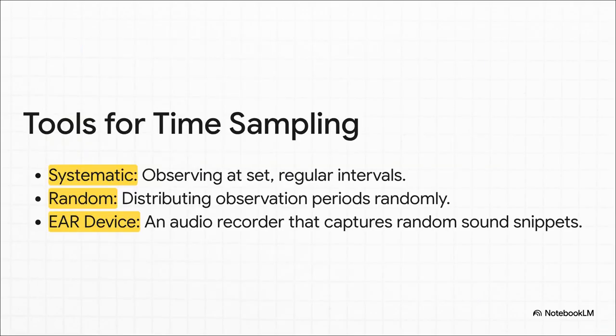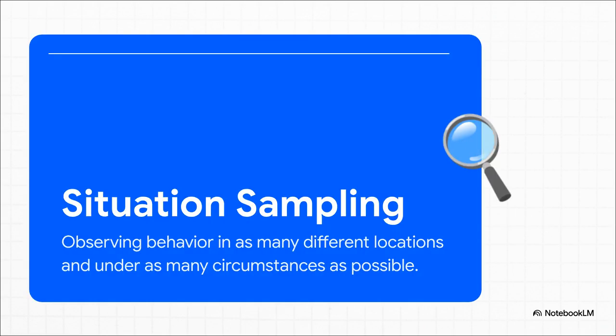They can schedule their observations systematically, like clockwork, or they can do it totally randomly. But my favorite has to be the EAR device. That's an electronically activated recorder. It's this little gadget people wear that randomly records 30-second audio clips of their day. It gives researchers this incredible, completely unfiltered log of what daily life actually sounds like. How cool is that? But time is only half the puzzle.